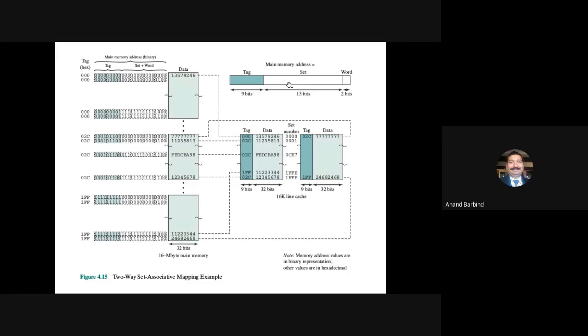If we see the memory address, which is 24 bits, then 2 bits are there for the word, 13 bits for the set, and 9 bits for the tag. 13 bits for the set indicates that the number of sets is 2 to the power 13. So you can say that many sets are there.